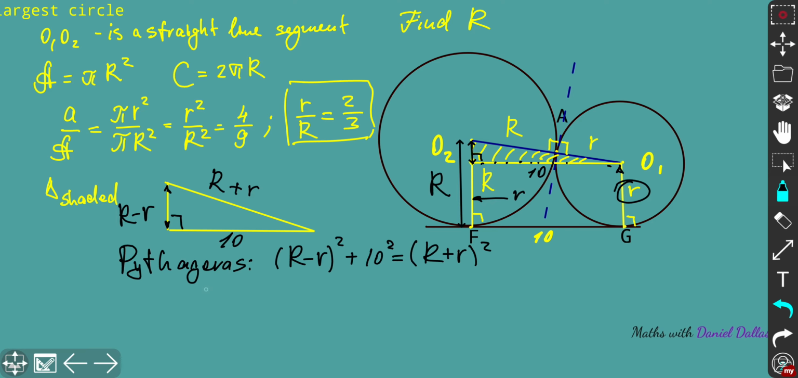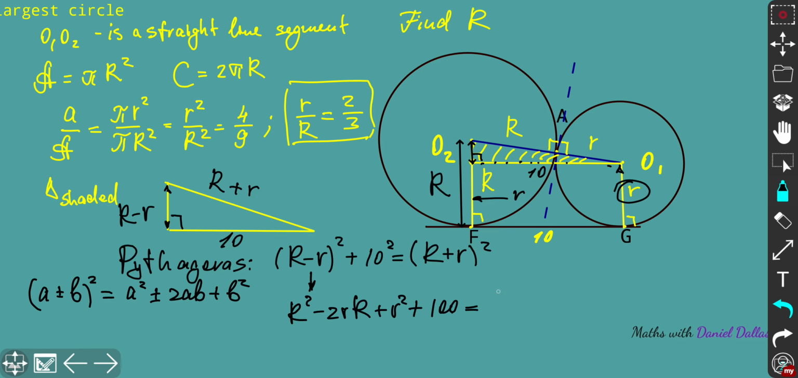If I square it up, I will use the formula (a plus minus b) squared, which is a squared plus minus 2ab plus b squared. Now I apply it to the radii. This will give me R squared minus 2rR plus r squared plus 100. On the right side, I apply the same formula and get big R squared plus the double product plus small r squared.